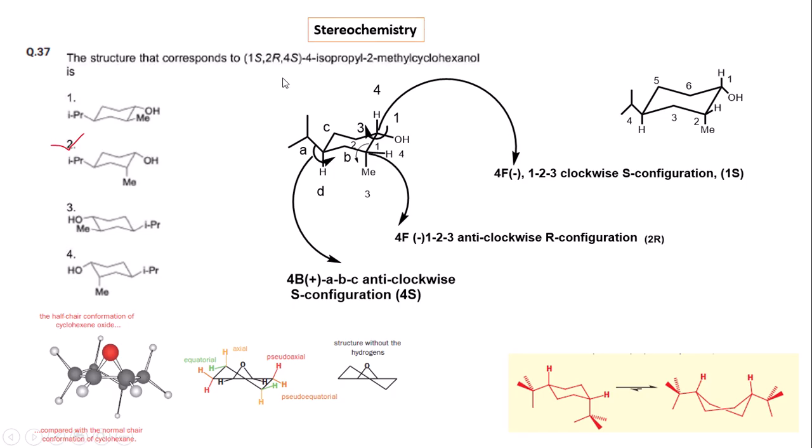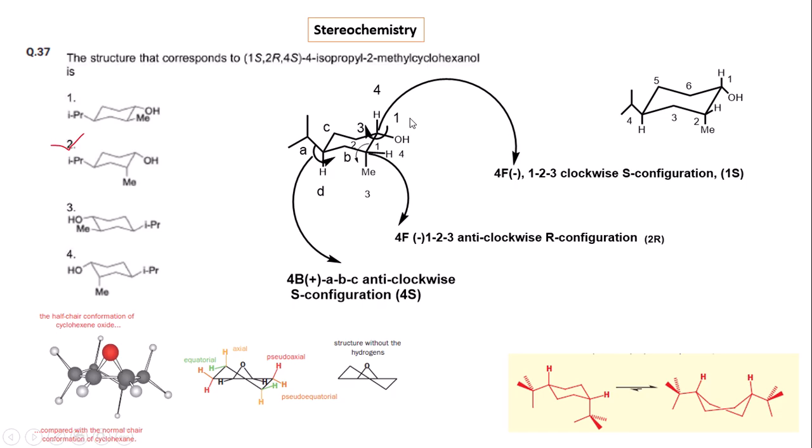And this is the representation of the cyclohexane system in the dynamic form, where the name is 1S, 2R, 4S, 4-isopropyl-2-methylcyclohexanol. We first designate the positions of the functional groups, where the 4 position contains the isopropyl group, the 2 position contains the methyl group, and the 1 position is the alcohol group.